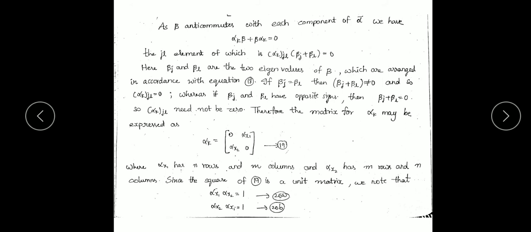Overall we get 4 by 4 matrices, and these blocks must be equal to Pauli spin matrices. That means alpha x1 is equal to sigma x, which is a Pauli spin matrix. So alpha x is equal to 0, alpha x1, alpha x2, 0, and in place of alpha x1 and alpha x2 we replace sigma x, the Pauli spin matrix. So 0, sigma x, sigma x, 0, where 0 is the null matrix 0 0 0 0, and sigma x is 0 1 1 0.